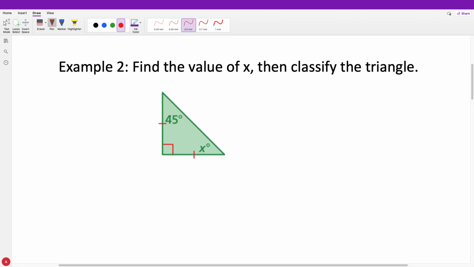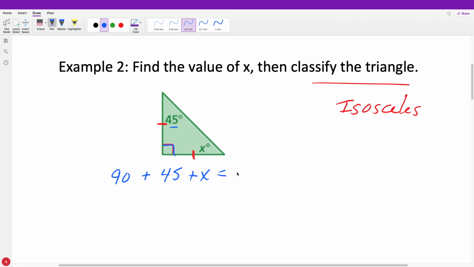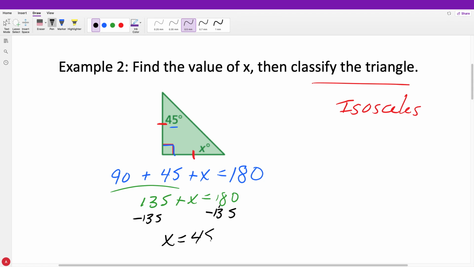So first, I see that we have these tick marks, so I'm just going to go ahead and write what I know, that this is named by its side already, so I don't forget about it. When we have two congruent sides, we have an isosceles triangle. So I know my side is already going to be isosceles. So now let me go ahead and solve for x. Well, we know that all three angles add up to 180 degrees. We have this 90 degrees. So we have 90 plus 45 plus x is equal to 180. Well, 90 plus 45 is 135, plus x is equal to 180. We can then subtract 135 from both sides. And now we get x is equal to 45 degrees.